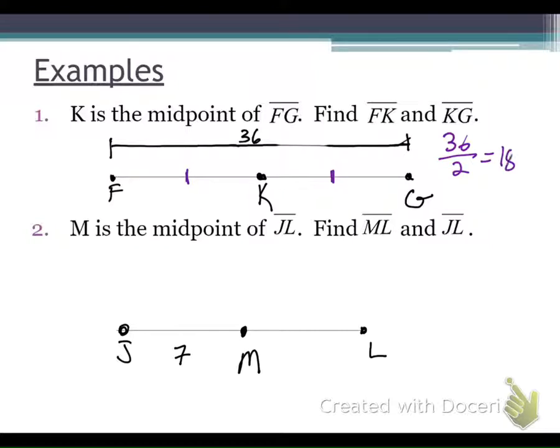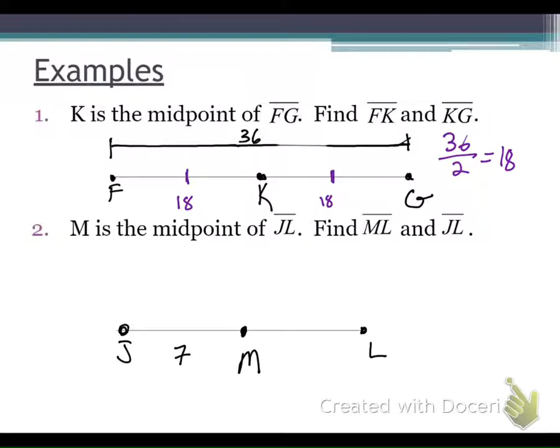18. So we see that the value of our length of FK is 18 and KG is 18. You can double check this by adding those two back together and you'll find that the total length is going to be 36. So we showed that they were congruent by the tick marks. Then we set them equal to the 36. We divided it by 2 and we found 18.